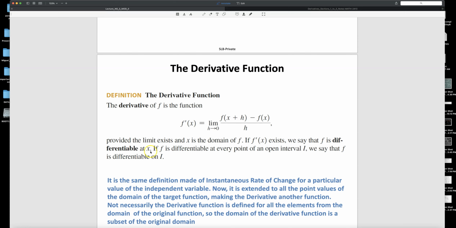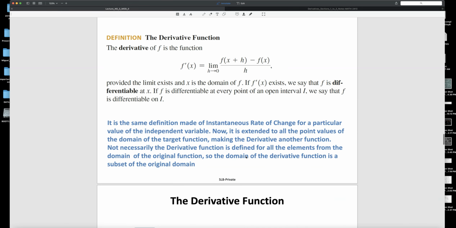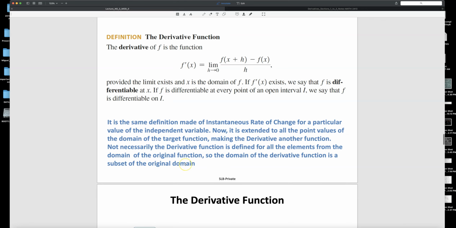Now, as I mentioned here, what is going to be the condition for the derivative to exist? That this limit exists. And it is not always the case. That's what I say over here. Now we extend to all point values of the domain of the target function, making the derivative another function. But the derivative function is not necessarily defined for all the elements from the domain of the original function. That's what I mentioned before.